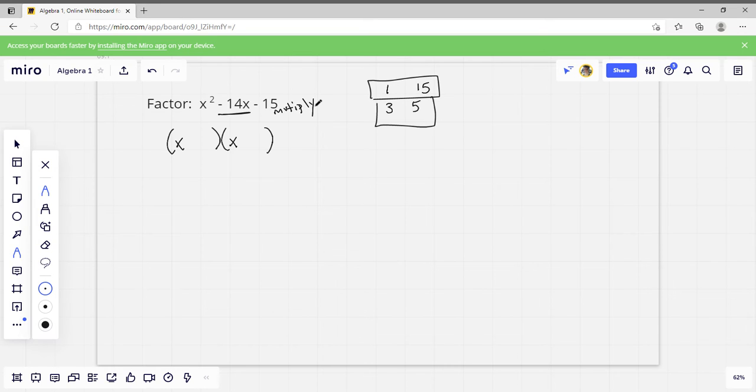When we add them or subtract them, we get a negative 14. And this minus right here tells me that one of my numbers is negative. To get negative 14, I would have to use 1 and 15. So I'm going to put a 1 and a 15. And for it to be negative 14, I need my negative on my big number and my positive on my 1. So negative 15 and positive 1 is going to make negative 14. So that's the answer to that one.